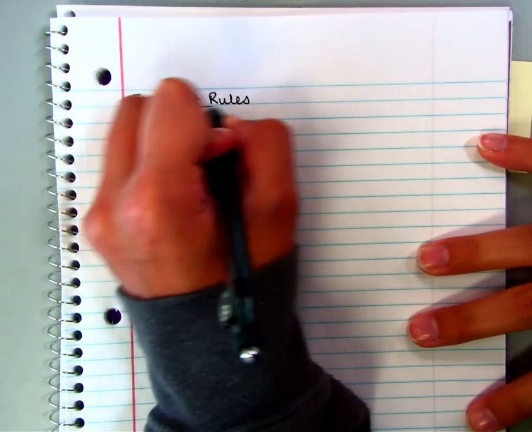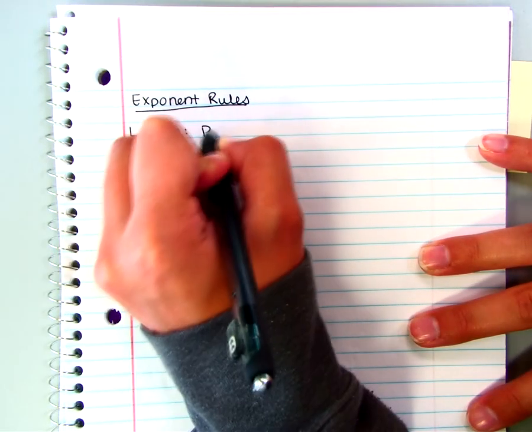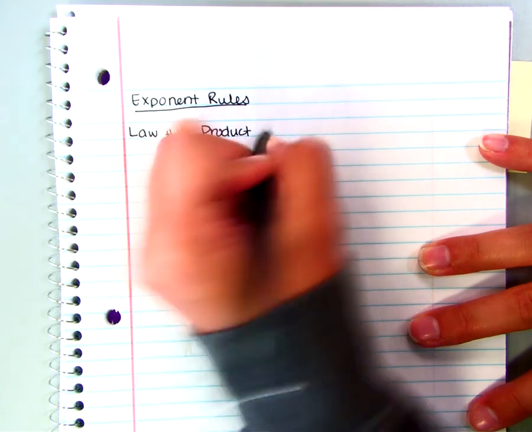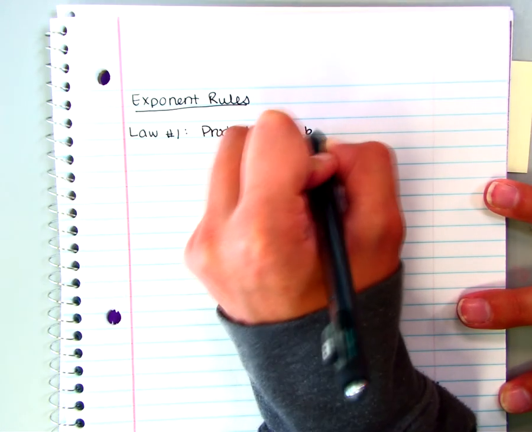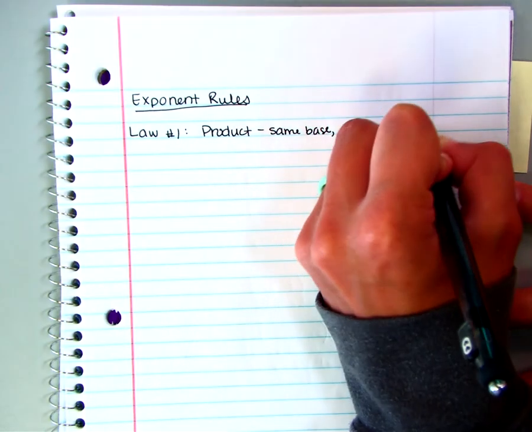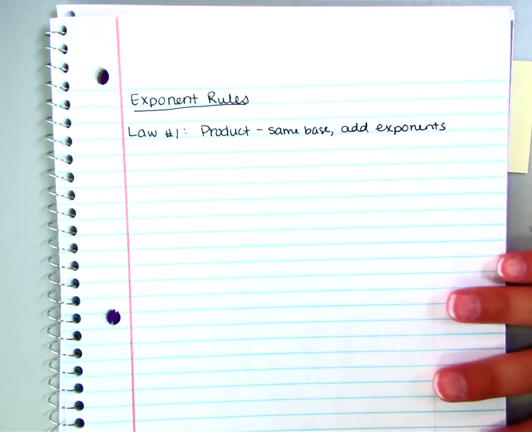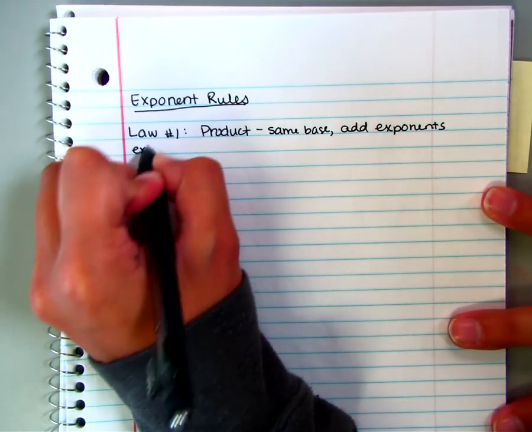And so the first law or rule is called the product rule. And really simply, all that means is if they have the same base, you add the exponents. And so we'll just jump straight into an example.